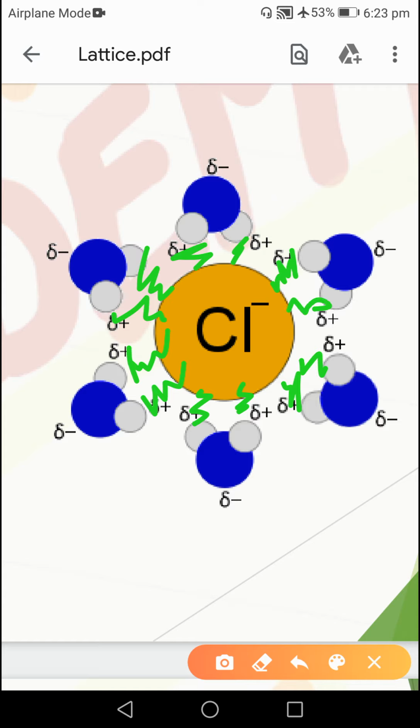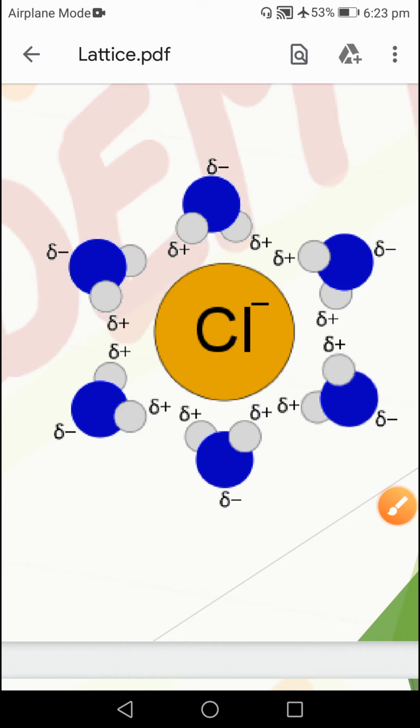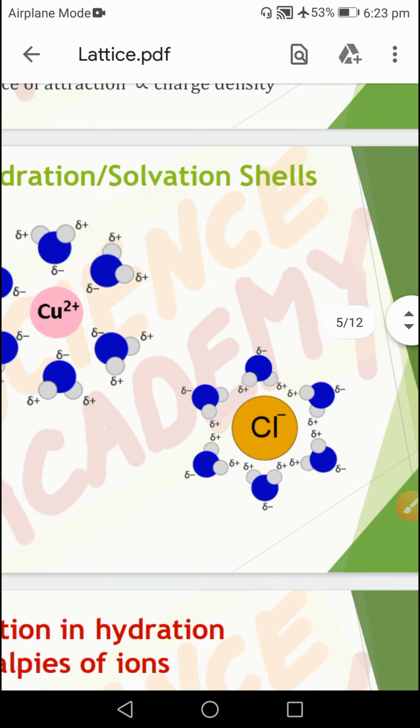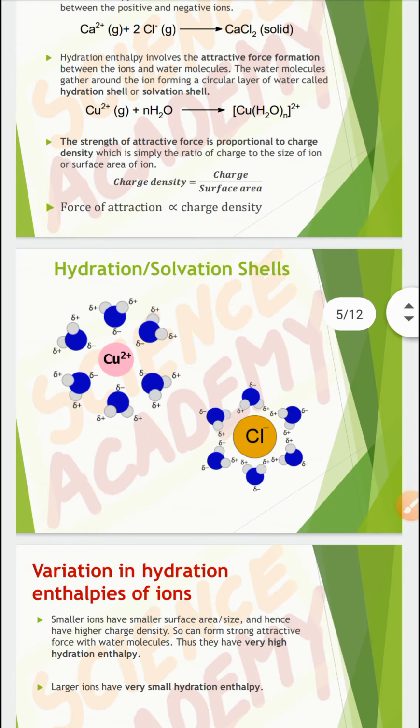So the value of hydration enthalpy, or the value of lattice enthalpy, depends on the strength of the attractive force. If the attractive force is greater, then the ions would lose more of their kinetic energy. That means the hydration and the lattice enthalpy will both be greater.